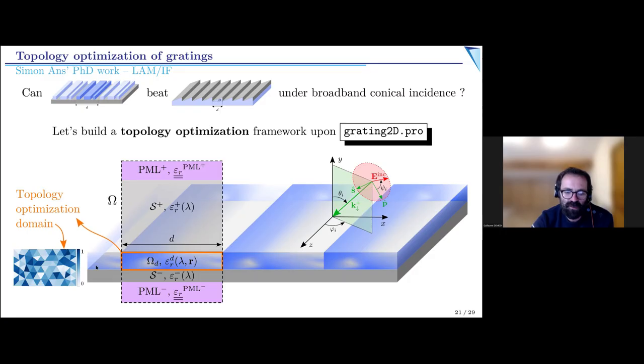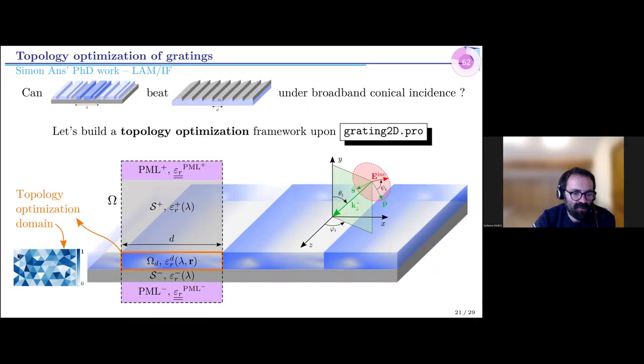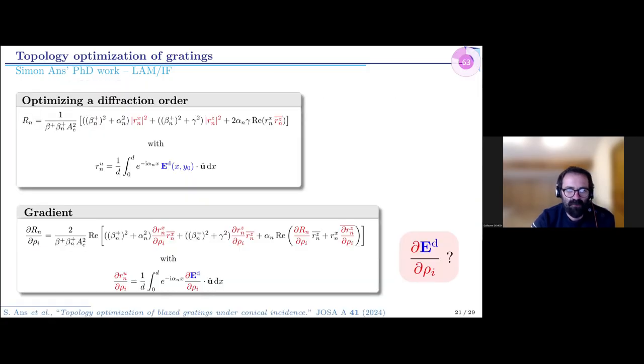And the goal here is to fill by some material by any fraction between 0 and 1 of the material. So 0 being air, let's say, and 1 being glass. So Simon did this nice job to actually define, of course, the diffraction order, which is the classical formula in conical mounting.